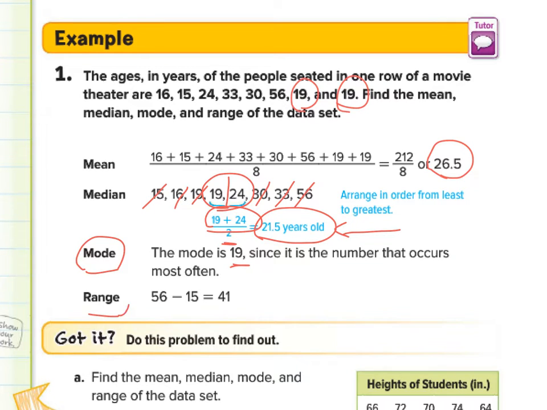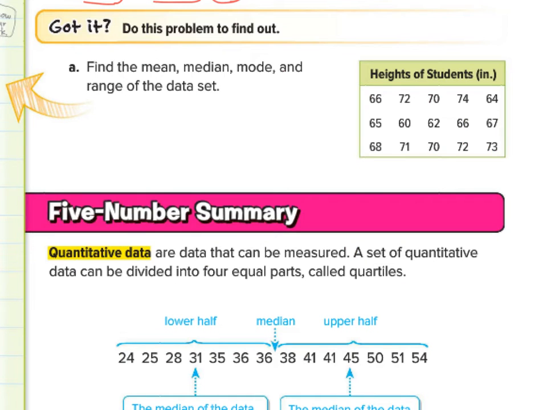And then finally, the range is the difference between the highest value and the lowest value, which is 41 years. From the youngest person to the oldest person in the theater, there's a difference of 41 years. So now we get to try it.